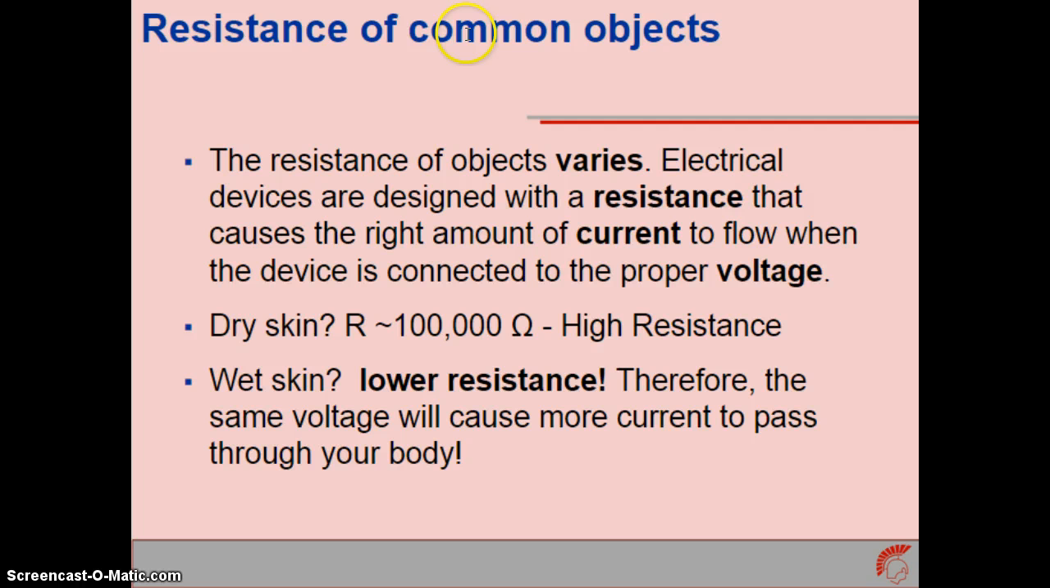And last, so resistance of some common objects. The resistance of an object varies. Electrical devices are designed with a resistance that causes the right amount of current to flow when the device is connected to the proper voltage. So dry skin has a resistance of about 100,000 ohms, a very, very high resistance. Wet skin has a much lower resistance. Therefore, the same voltage will cause more current to pass through your body. So wet skin is actually very, very dangerous.